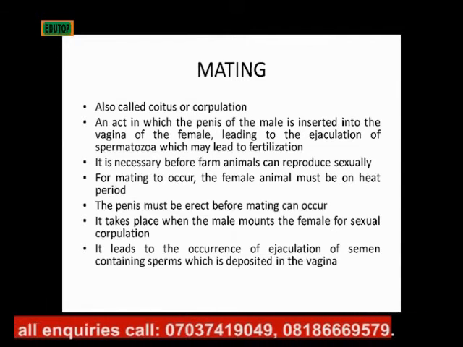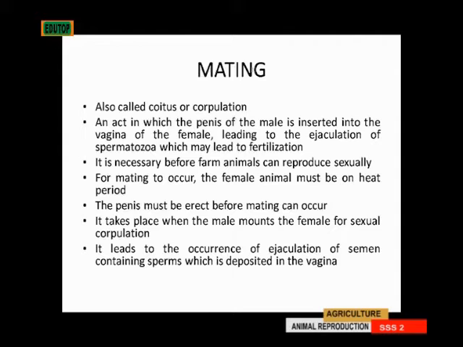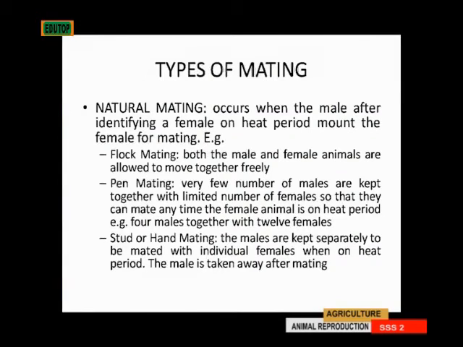That is, there will be ejaculation in the male. There will be semen that contains sperms, which is deposited in the vagina. So it is this semen that contains sperm that goes to fertilize the egg in the female animal. Then it leads to fertilization and pregnancy. Types of mating. We have two types of mating: the natural and the artificial mating.